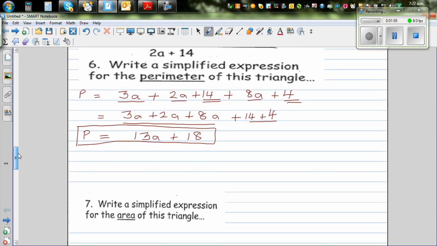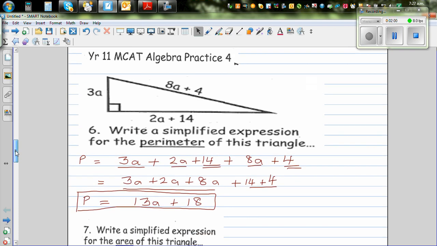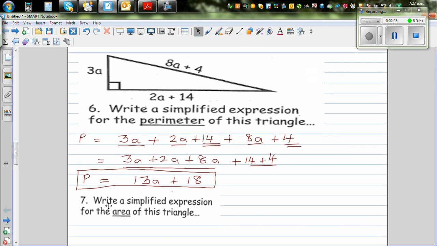Okay, continuing with the same triangle, write a simplified expression for the area of this triangle. So I hope you know the area of any triangle is half times base times height. B stands for base, so this is your base. This is the base of the triangle, and this is the height of the triangle. So half base times height is the area of the triangle. You want to write a simplified expression for the area of this triangle.